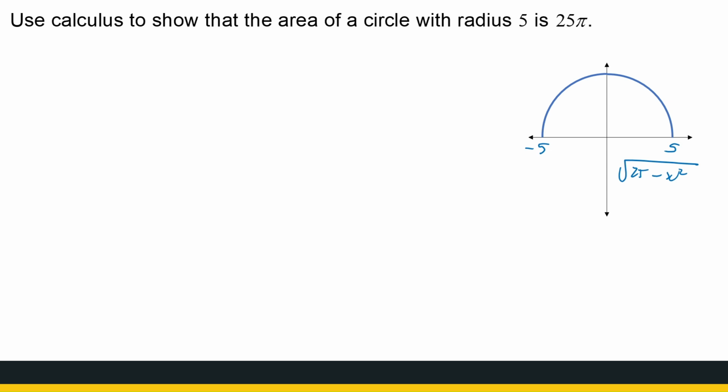So if I want the area of a circle, I know it's pi r squared, so it'll be 25 pi. So if I calculate the area of this half circle and double it, I will get the area of the circle. So my area is going to be 2 times the integral from minus 5 to 5 of my function, which is the root of 25 minus x squared dx. Now note, I could have gone from 0 to 5 and just said 4 times that.